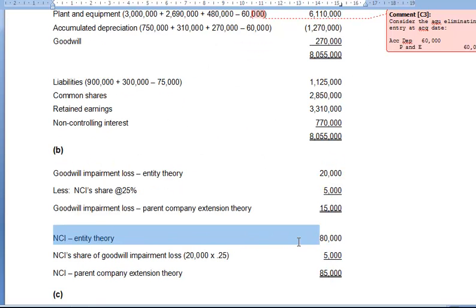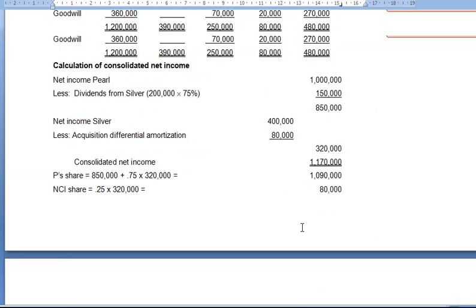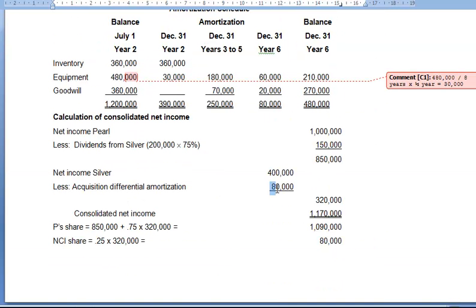NCI here has already picked up its share of the impairment loss. How do we know? Because if you calculated consolidated net income up here, as we did, we deducted the acquisition differential amortization, which included the impairment of the goodwill, right? So that's in here when we calculate our ending balance of NCI. This 320 includes that impairment loss. If we hadn't included that impairment loss, then the amount that NCI is going to be bigger, right? Because it's not picking up the loss.